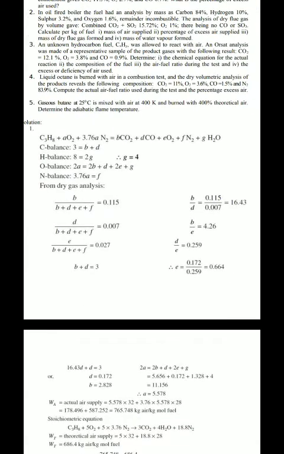In an oil-fired boiler, the fuel had an analysis by mass of this, so follow the question first. It is given as carbon 84%, hydrogen 10%, sulfur 3.2%, oxygen 1.6%, and the remainder is incombustible. And the analysis of DFG is given as combined CO2 plus SO2 is 15.72%, O2 is 1%, and there is no CO and no SO3.